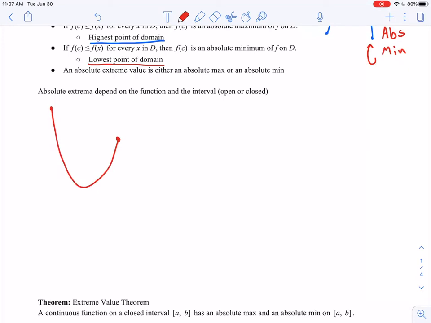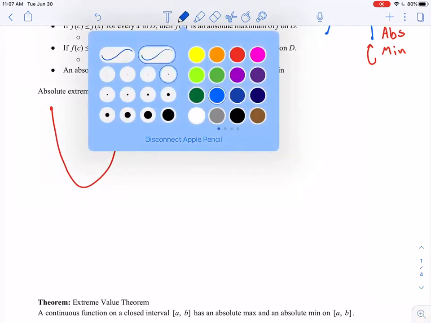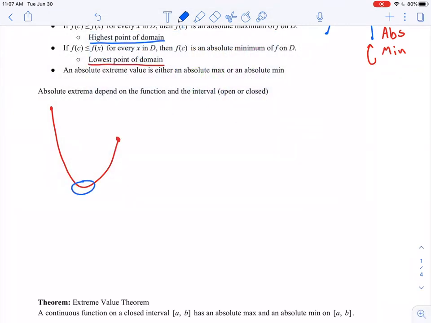If I look at this function, I would say, okay, at this point right here, this is the lowest point of my function. This is my absolute minimum. And the highest point, that looks like it's the left endpoint over here. This is my absolute maximum. So that one's kind of a nicer function to work with.